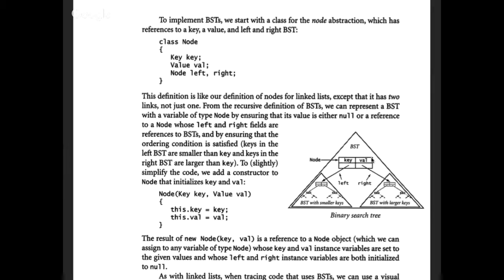N is the number of nodes. So before I had to look at all 1,000,000, that's order n keys I have to look at. Now I only have to look at log n. That's an amazing savings. So for 1,000,000, I only have to look at 10 nodes.